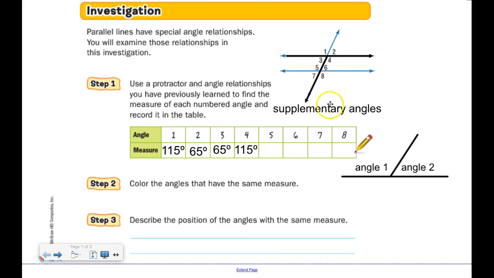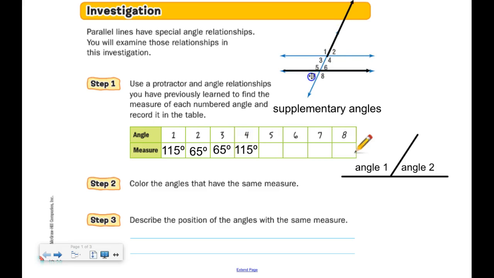So what you should have determined based on measuring angle 5 is it looks an awful lot like angle 1, which would indicate that it would also be 115 degrees. So again, you can draw some conclusions based on the rest of these. If angle 5 is 115, which it is, hopefully you filled that in already, 5 and 6 are supplementary, aren't they? Which means that 6 should be 65.